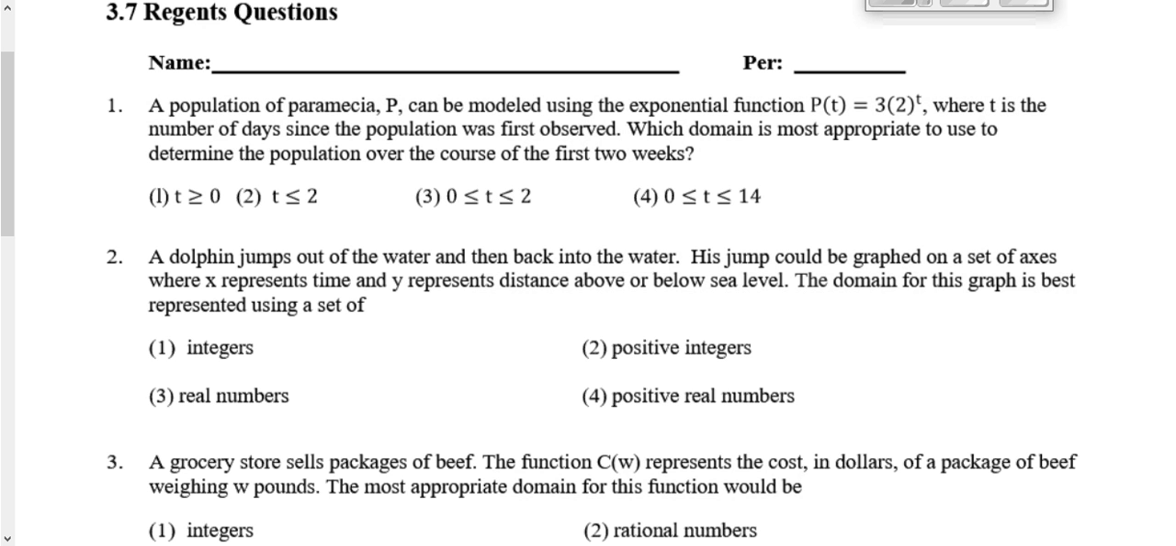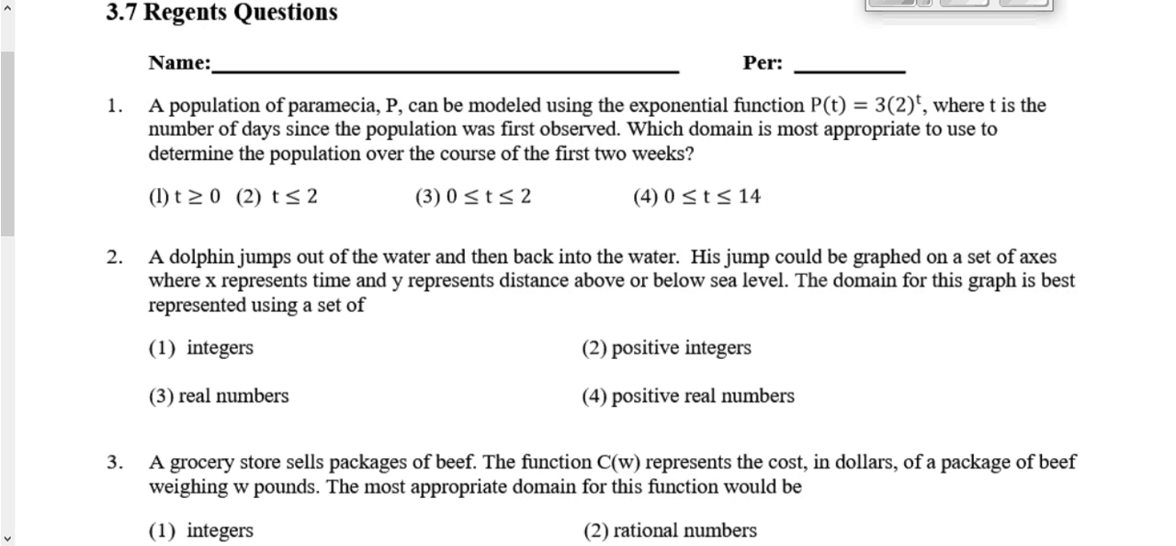Exponential. 3 times 2 to the t power. And we'll do exponential functions later, but what an exponential function is, it just has a variable up in the exponent, okay? We don't need to worry about that too much right now. Go ahead. T is the number of days the population is first. Which operator is most appropriate to use to determine the population over the course of the first week?